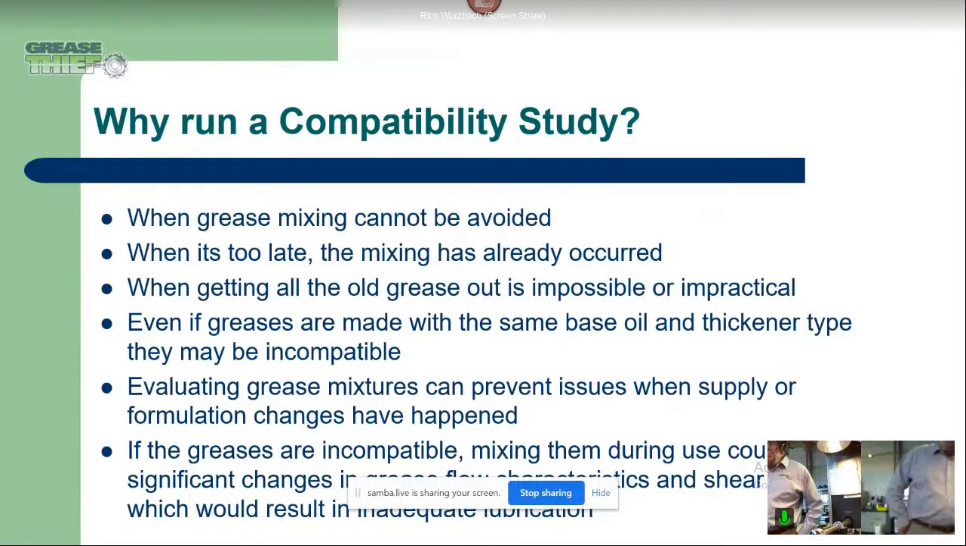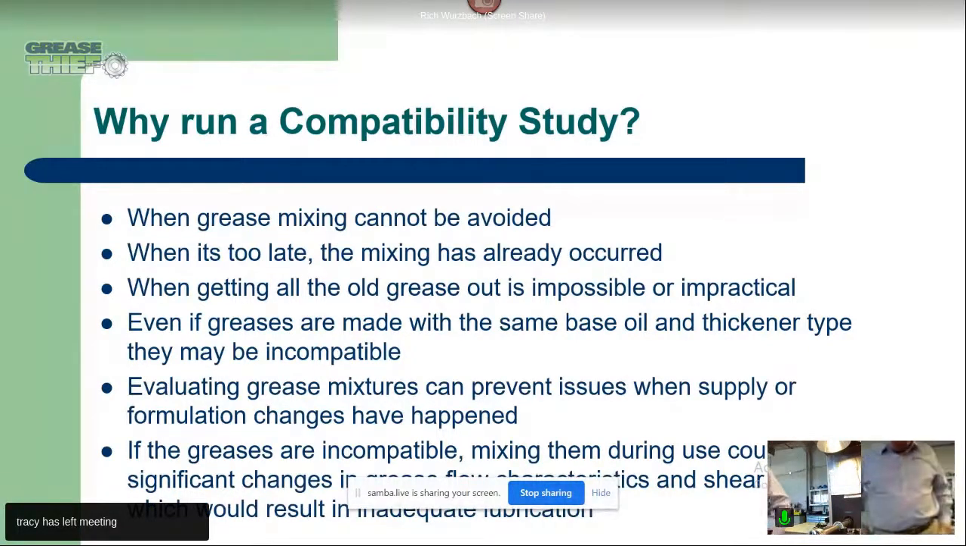So if we can make a determination of compatibility and know whether this is even necessary, we might be able to save a lot of money and improve the reliability and even the life of our component in the process. See, even if greases are made with the same base oil and the thickener type, they might be incompatible. So even things that are self-referenced on that chart, calcium complex, they might be the same. They look like they're the same thing, but they may be incompatible.